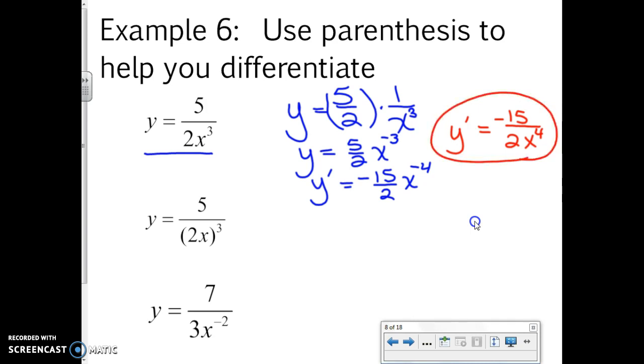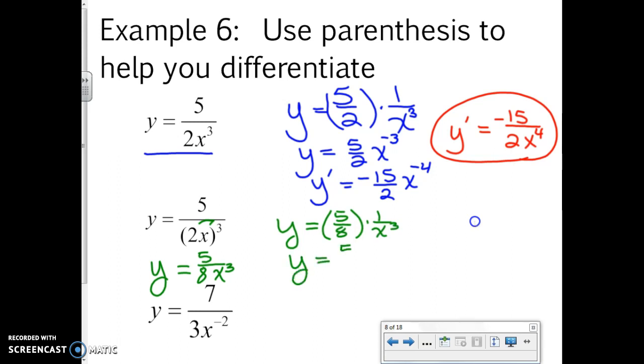We're supposed to use our parentheses to help us differentiate. Well, I can't do anything unless I get rid of that power of 3. So this is going to turn into y equals 5 over 2 to the third power, which is 8, x to the third. Now that I've done all that, I can go to y equals 5/8 times 1 over x to the third, and that's going to be y equals 5/8 times x to the negative 3. Again, bring my exponent to the front, so that is going to go to y prime equals negative 15/8 x to the negative fourth, and then for my final result, the derivative is equal to negative 15 over 8x to the fourth.